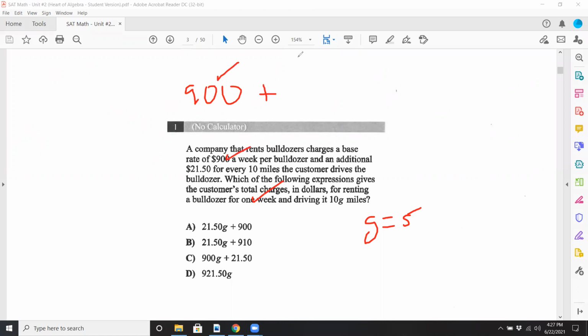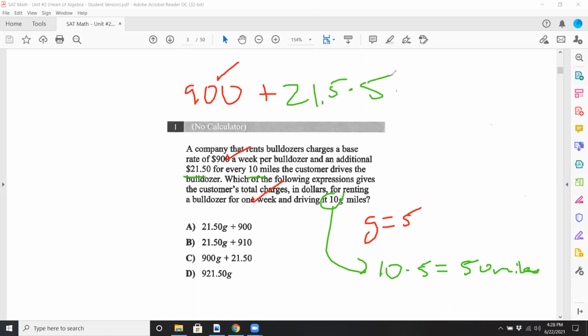Okay. Then this is kind of cool thing. I can change colors, right? $21.50 for every 10 miles. Well, if G is 5, how many miles am I driving this bulldozer? If I do it for 10G miles, 50 miles, right? But to say that for every 10 miles, you charge $21.50. So you're gonna do 21.5 times 5. Because for every 10 miles, you charge $21.50. So if you do it for 50 miles, then I gotta multiply 21.5 by 5. Or I can put this in parentheses to make it a little easier.